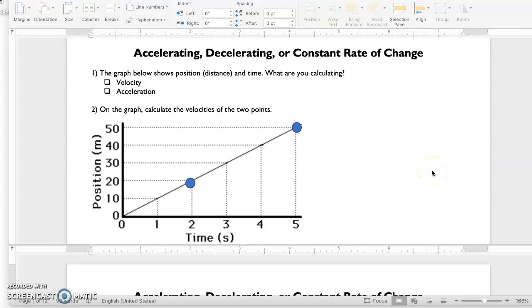Hi guys, we're going from velocity to acceleration, deceleration, and constant rate of change.